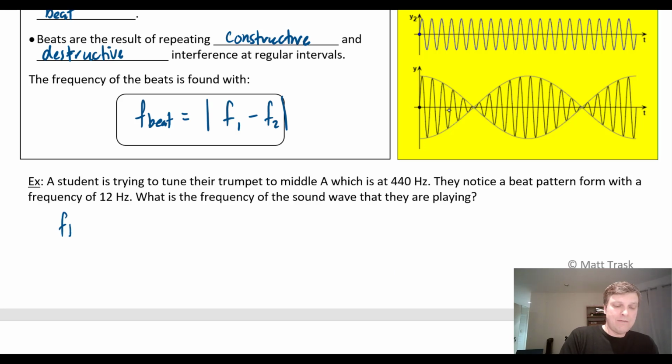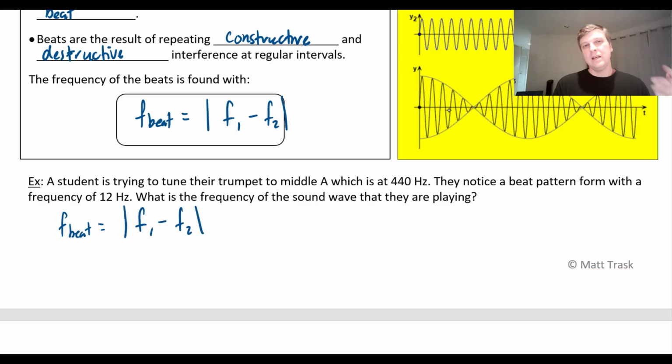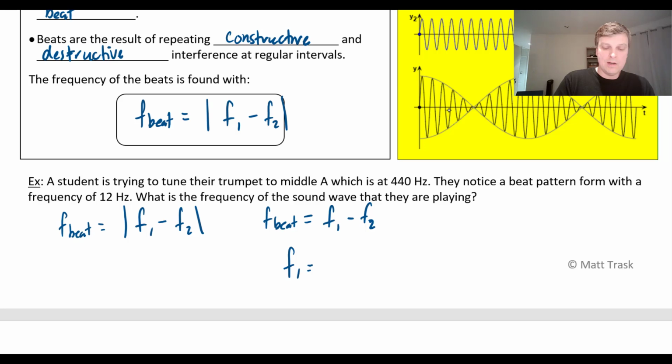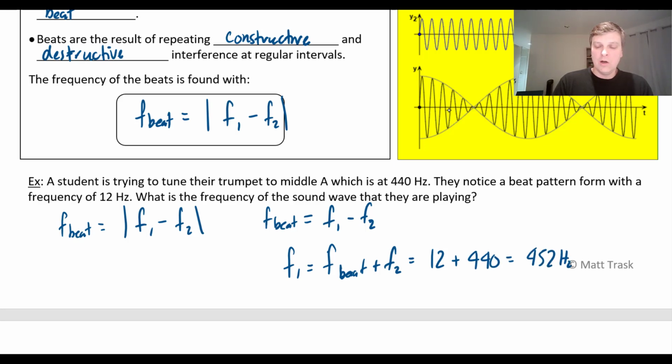Okay, well I know that F beat is going to equal the absolute value of F1 minus F2. Now intuitively you might just be able to solve this without using the formula, but we'll do it just to prove a point. If I solve this for F1, which is to say I just drop the absolute value signs and just treat them like a bracket, so F1 minus F2, and if I solve for F1, F1 is going to equal the frequency of the beat plus the frequency of the second wave, which in this case is going to be 12 hertz plus 440 hertz, which equals 452 hertz, which is correct, but it's not the only possible correct answer.